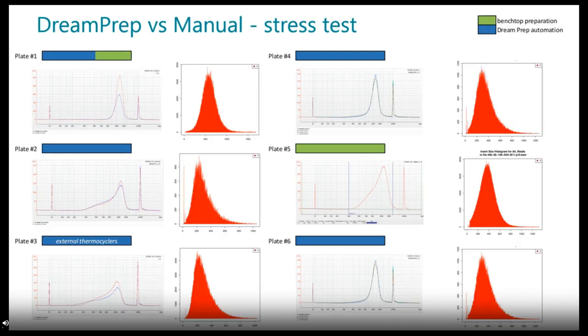Here you can see the profile of the libraries. They look different on the Bioanalyzer, but finally, when we align the data on the reference genome, you can see that all of them have quite a comparable fragment size. The only outlier here is plate 1, which, unlike the others, which had a median of about 300 base pairs, recorded a median fragment size of about 500 base pairs. This is the plate that was processed half on the liquid handler and half on the benchtop.